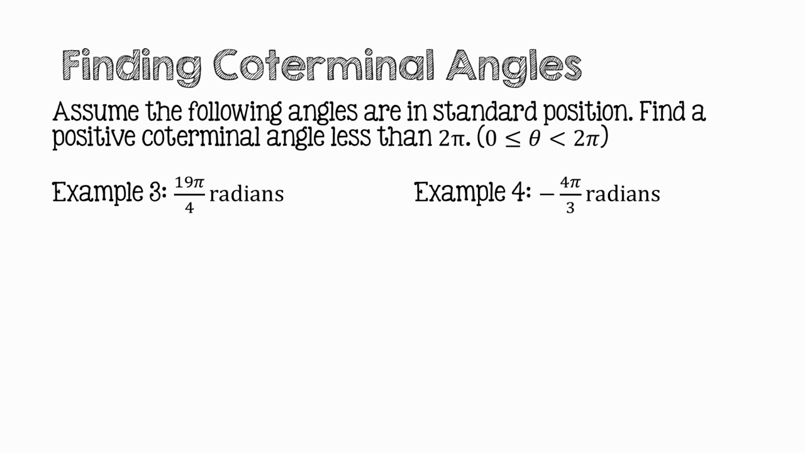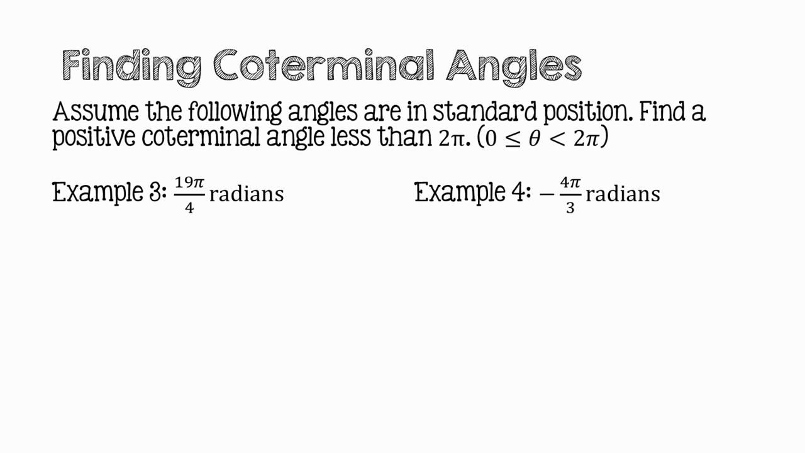So now, radians. I do not want you converting radians to degrees to figure out the coterminal angle, but rather just adding or subtracting 2 pi as defined in the previous slide. So here I have 19 pi over 4, which is more than 2 pi. 2 pi here would be 8 pi over 4.